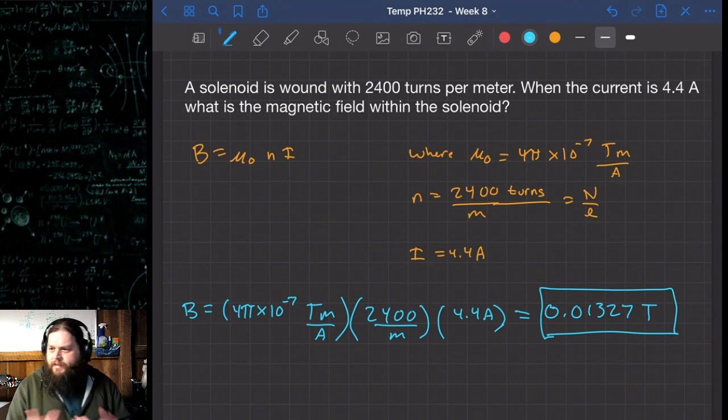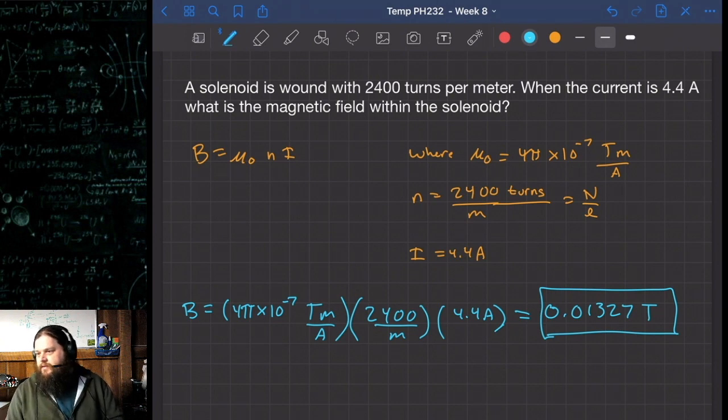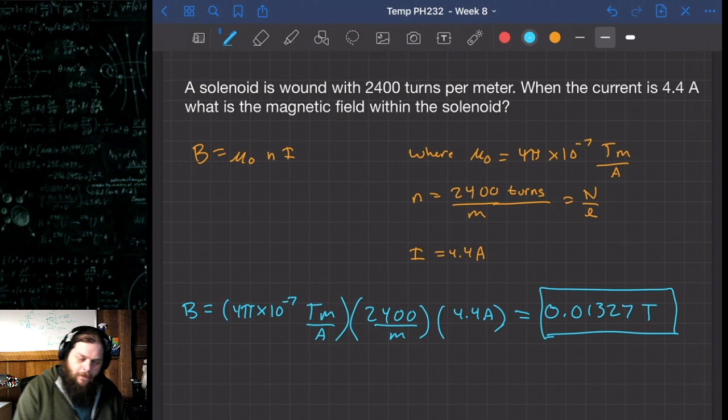And it might seem like a fairly small number, but remember that the magnetic field on Earth, which drives all your compasses and stuff like that, is of the order of magnitude of 10 to the negative 5 Tesla. So this is 10 to the negative 2 Tesla. So this is a much stronger magnetic field than the magnetic field generated by the entire Earth itself. All just using 4.4 amps as well, which is a fairly low current.